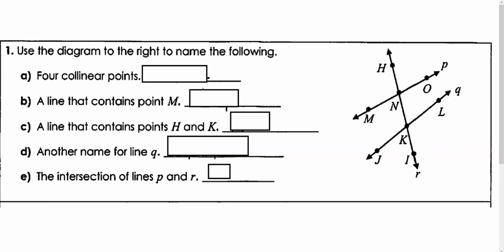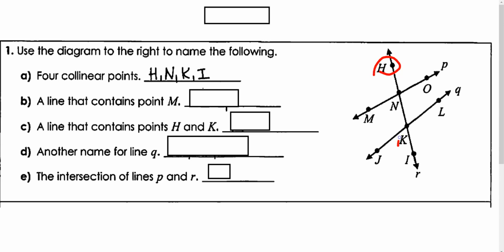All right, so now in our exercises, we're going to use the diagram to the right to name the following. So let's name 4 collinear points. So those are points that are on the same line. When I look at it, I notice that points H, N, K, and I are all on the same line. So look at it. We have H, K, N, and I. Notice they're all on this line right here. Those ones are all collinear.